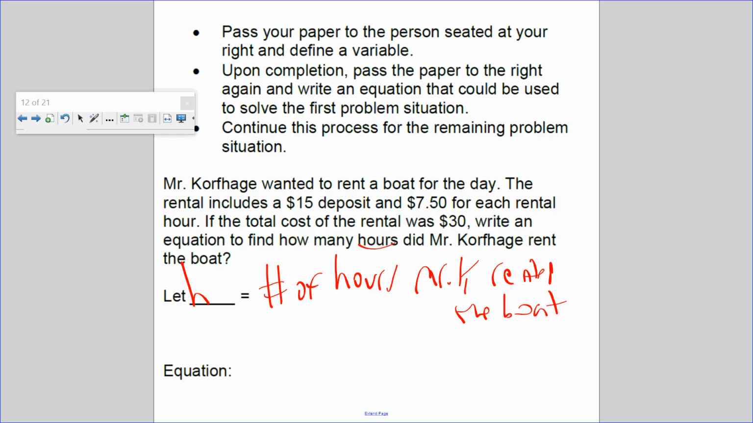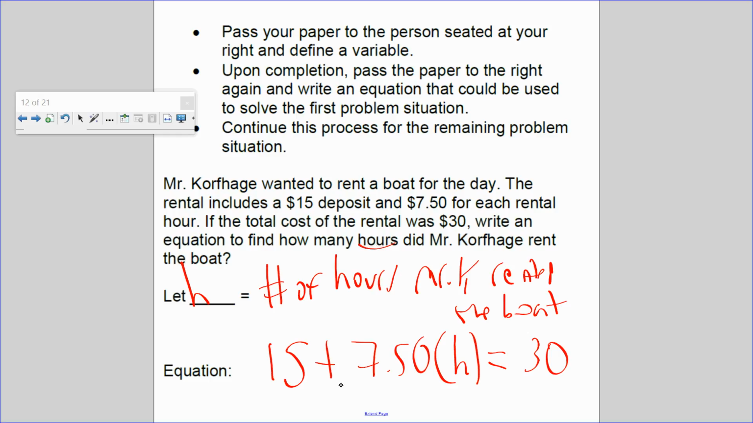And now we need something. So the rental includes a $15 deposit, plus, I think you leave $15 behind, plus $7.50 for each hour. Do we know how many hours we rented? No. So $7.50 for every hour: $7.50 for 1 hour, $7.50 for 2 hours, that'd be $15, $7.50 times 3, so it's times H. And the total cost was $30. So our equation is 15 plus 7.50 times the number of hours equals 30.